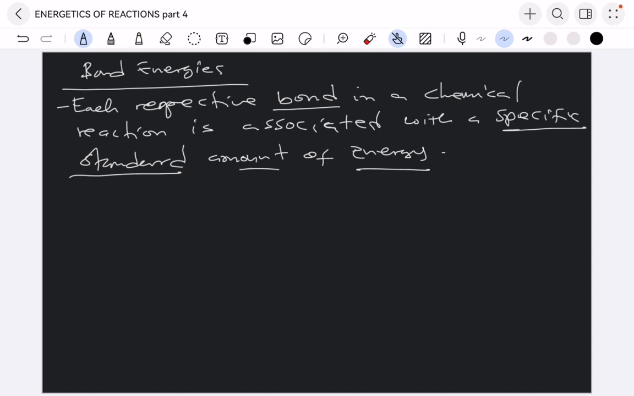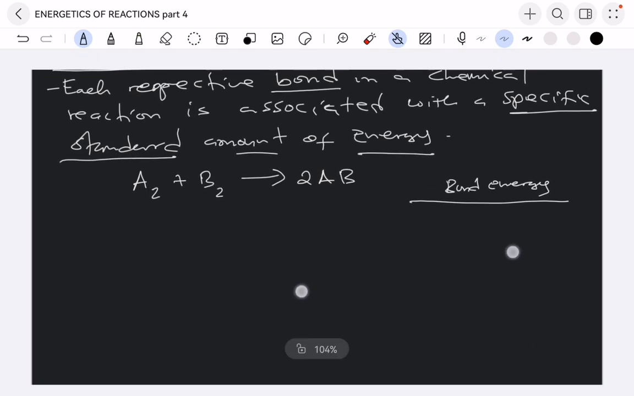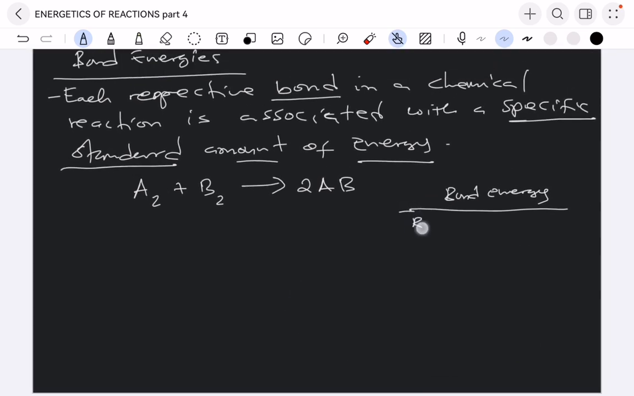Let me give an example of what this means. So if I have A2 reacting with B2, considering those as diatomics, it produces AB. So considering these two bonds, I will be given the bond and then the bond energy. So bond energy is measured in kilojoule per mole.